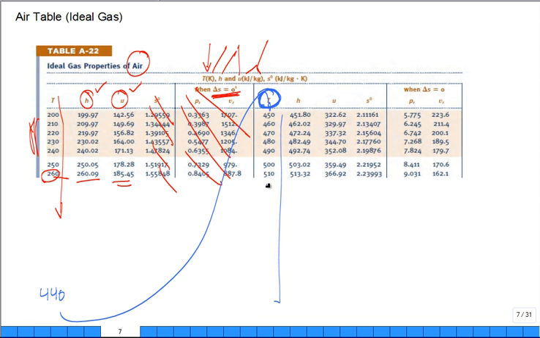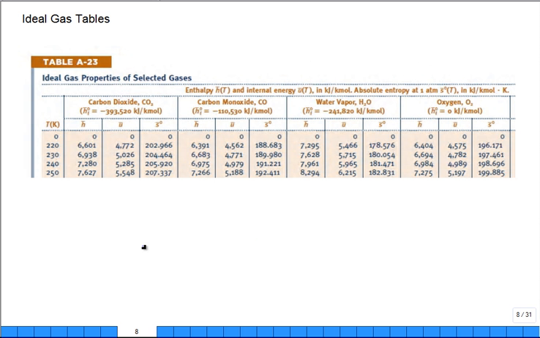Sometimes students will not see these temperatures over here. Does this account for the temperature-dependent specific heat? Yes. If you say, I want to deal with carbon dioxide or carbon monoxide, or water vapor or oxygen, and there's another column, I think it's nitrogen. I truncated it, but yes, they have it. They have enthalpy and internal energy as a function of temperature going down.